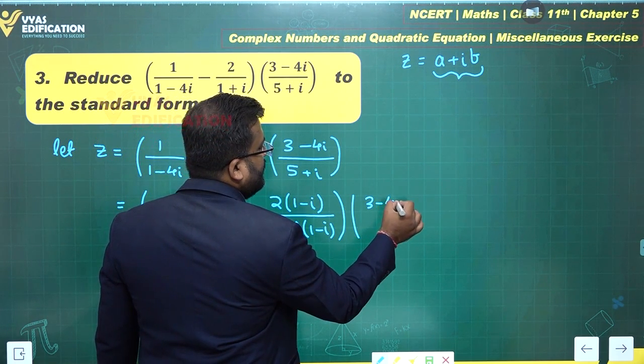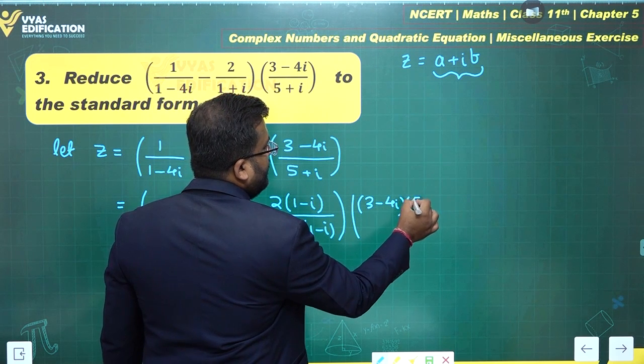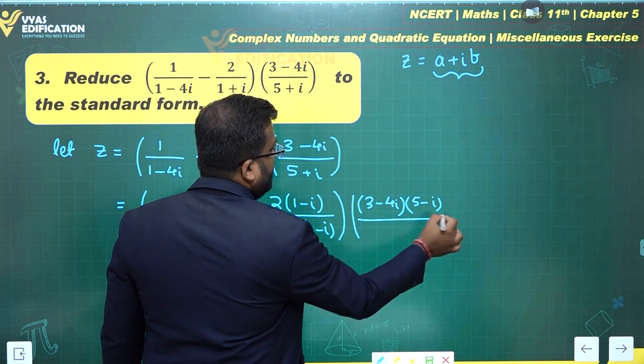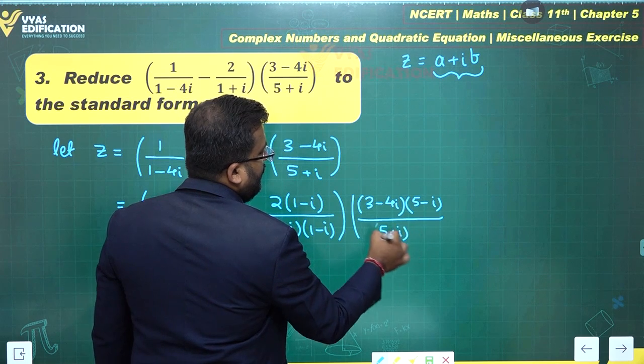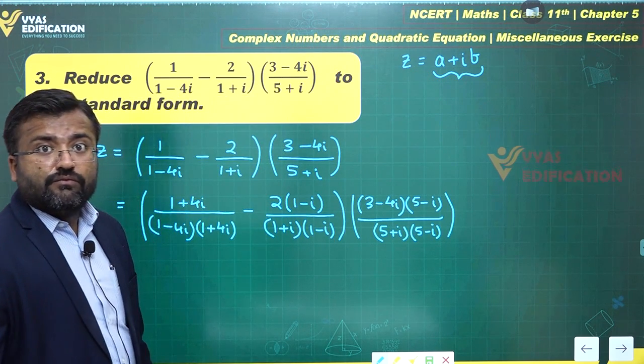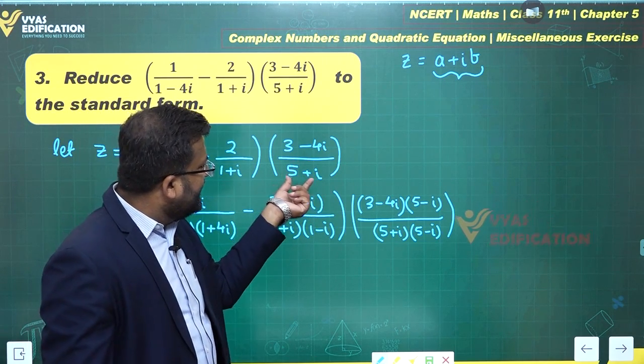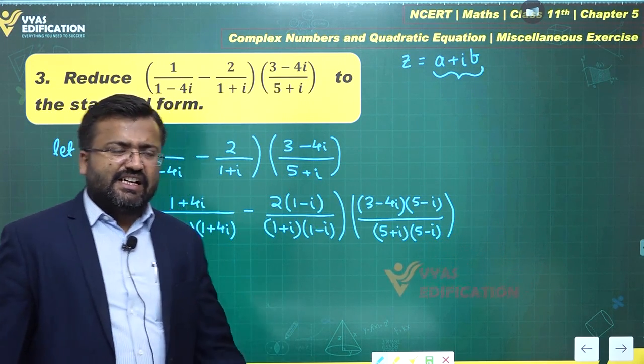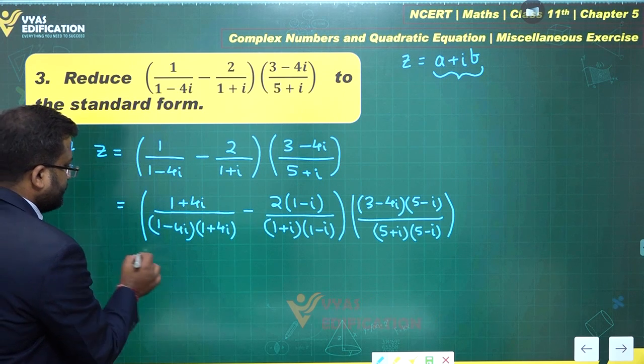This is 3 minus 4i, multiply it with 5 minus i, and let's multiply with 5 minus i in the denominator as well. Where did you get that 5 minus i from? It is the complex conjugate of 5 plus i, right? Therefore, I am multiplying with this.